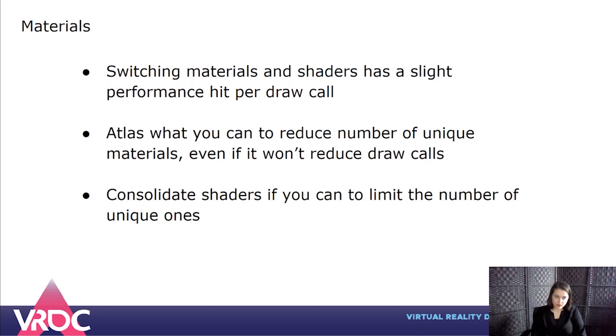Materials. One thing which is Quest specific: there's a slight performance hit every time a draw call switches materials or switches shaders. So if it's drawing an object using one material and then goes to the next object using a different material or a different shader, there's a performance hit. So there's a big incentive to atlas as much as you can and try to reduce the number of unique materials needed. So maybe you have 4 animating props in a scene, for example, which are similar looking but all different rigs and therefore different draw calls.